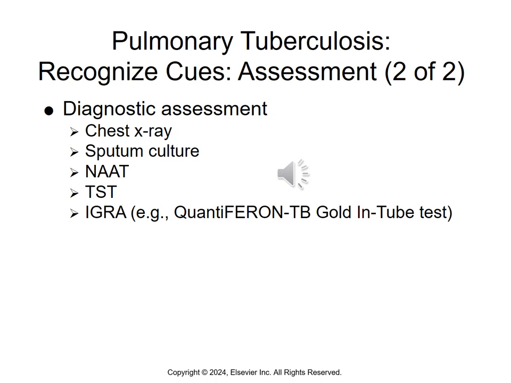Your QuantiFERON gold test shows how the person's immune system responds to the TB bacterium. A positive test does mean that that person is currently infected with TB, but does not indicate what phase this is in, whether this is latent or active disease. So then next would be a sputum culture to confirm the diagnosis. And this would also be used to determine eradication once treatment has been completed.